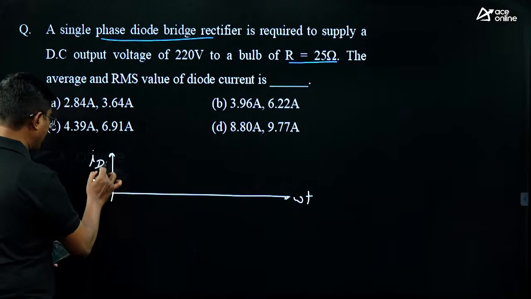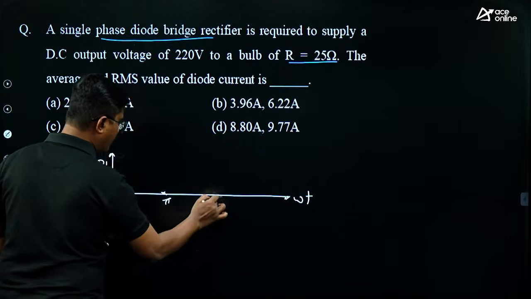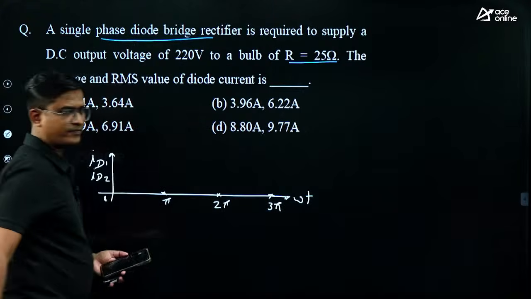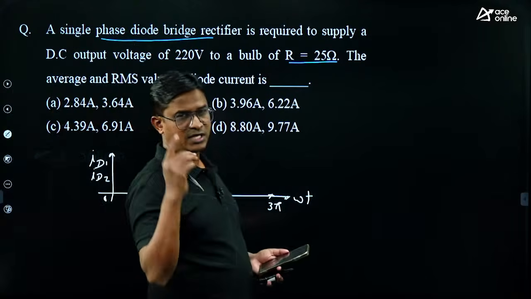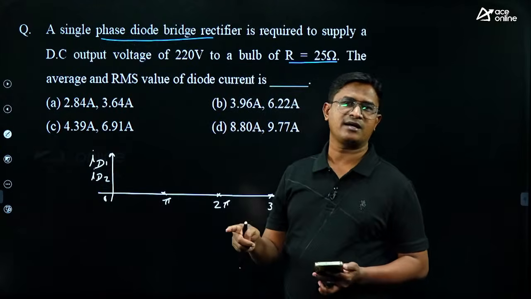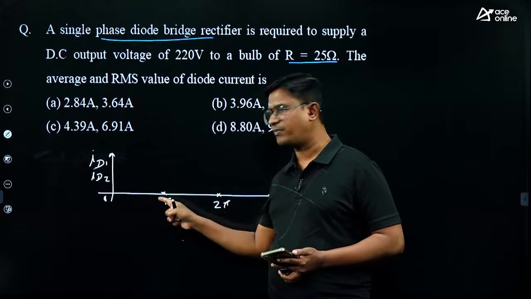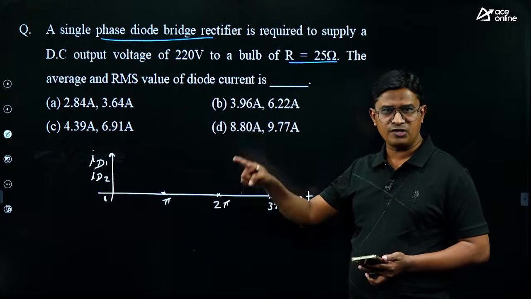Diodes D1, D2 conduct during which interval? 0 to pi. Pi to 2 pi it is off. 2 to 3 pi, again D1, D2 conduct. Diode bridge rectifier means we have 4 diodes D1, D2, D3, D4 connected in a bridge configuration. My D1, D2 conduct only from 0 to pi. Pi to 2 pi D3, D4 conduct. At that time D1, D2 are off.